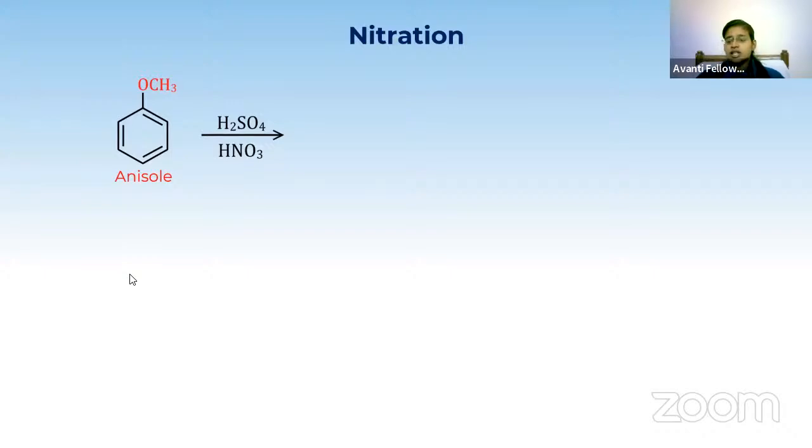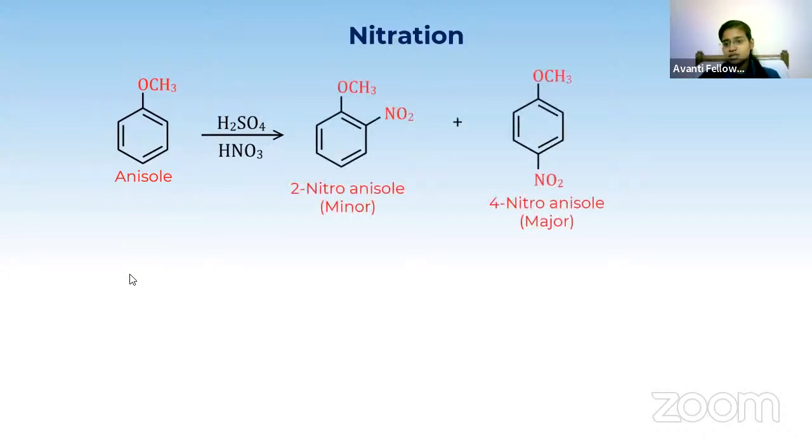Okay, now let's go ahead. With H2SO4 and HNO3, the NO2 plus is the electrophile. That electrophile will go to the ortho position and para position. Para product is the major product. Clear? So with this, the theory part of the alcohols, phenols and ethers lesson is getting over.